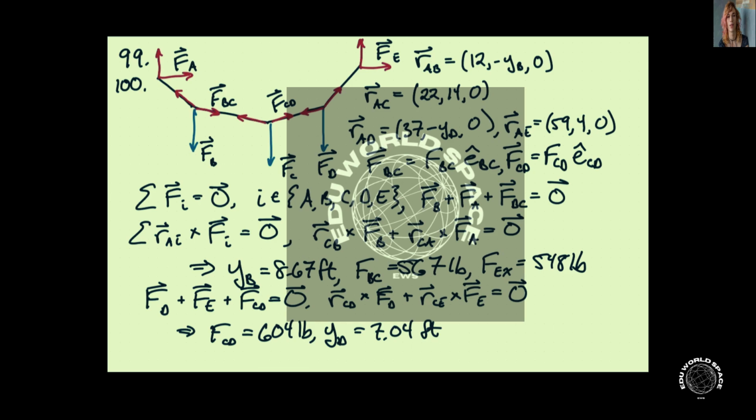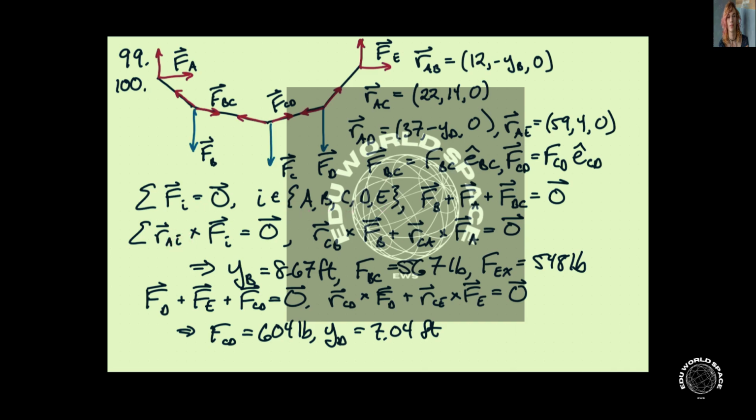We have FBC, and then this would be FCB, and then this is FCD, and then this is FDC. If we take our free body diagram of the entire structure and sum forces over A, B, C, D, and E, so all of these forces, the reaction forces and the external forces, and then sum moments about point A, about all of those points. So again, that's this summation here, where i is A, B, C, D, and E.